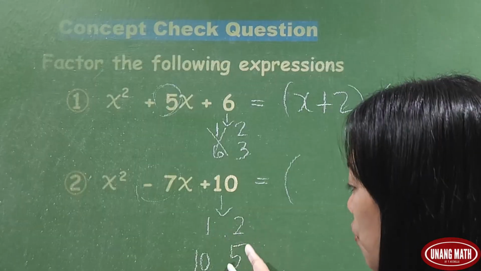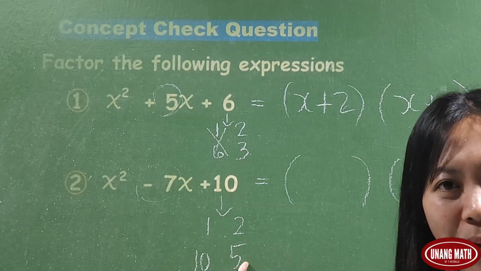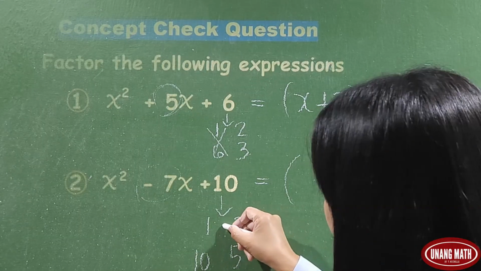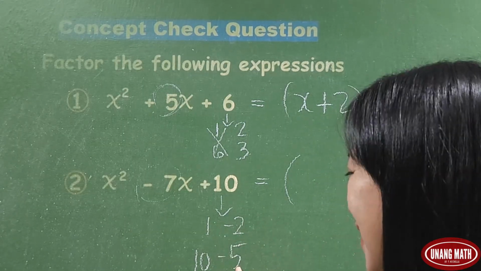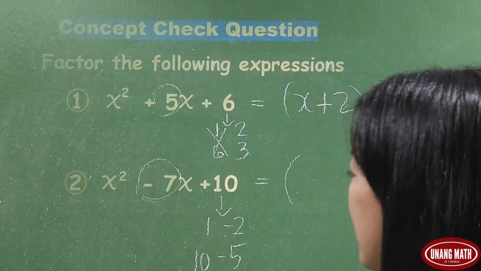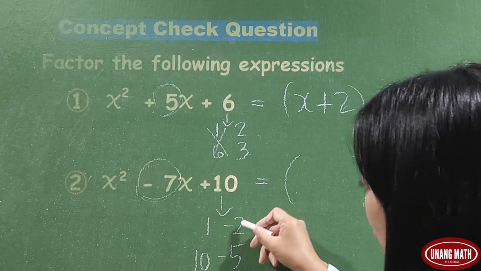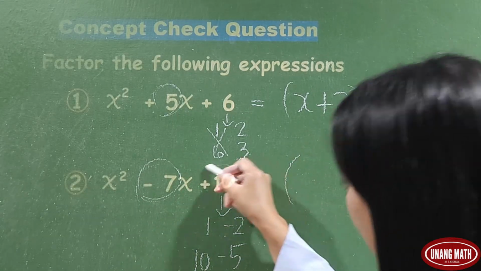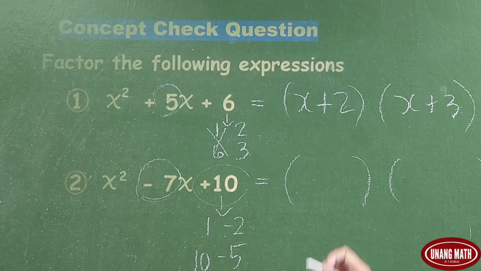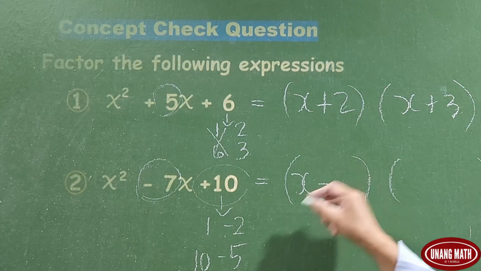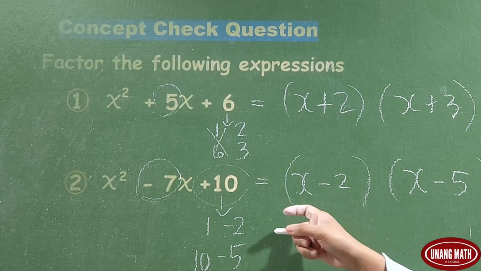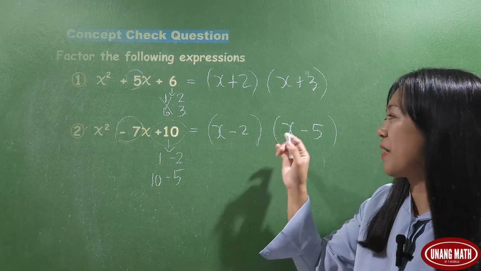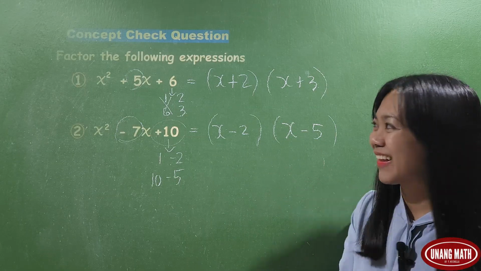It cannot be 2 plus 5 because it would be positive 7. It would be negative 2 and negative 5. So negative 2 plus negative 5 is negative 7. And in here, negative 2 times negative 5 is positive 10. So we have here x minus 2, x minus 5. So factors are x minus 2 times x minus 5.